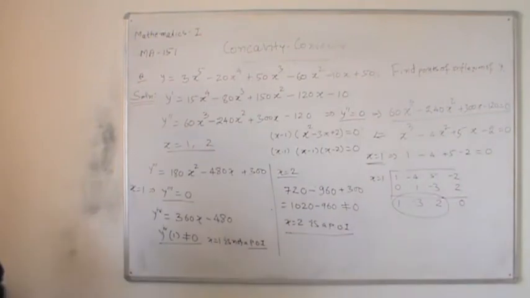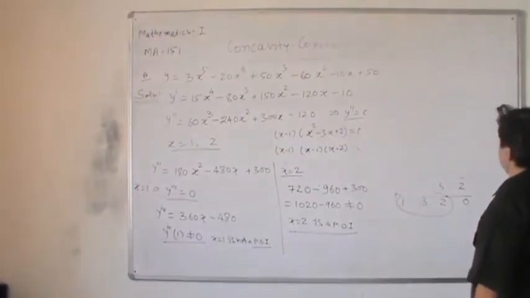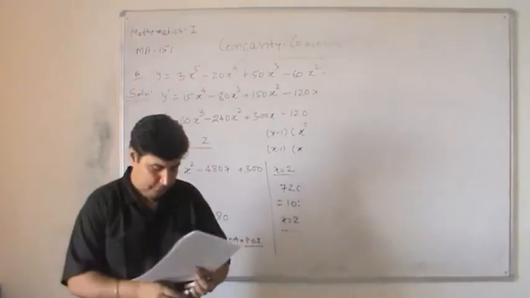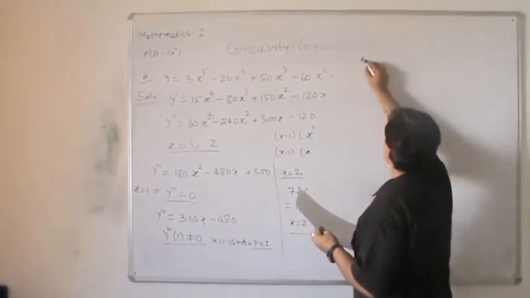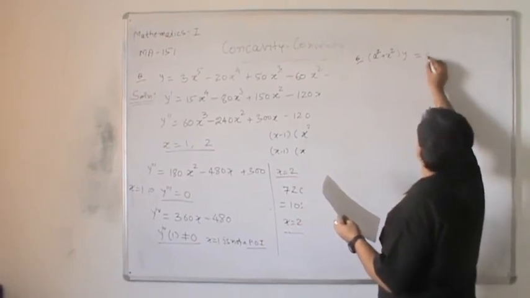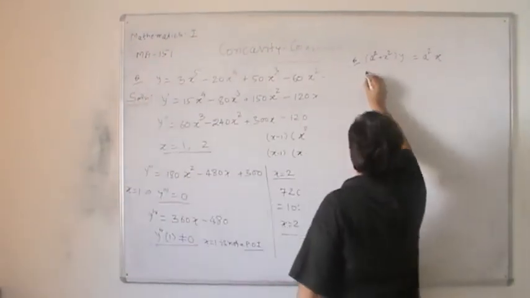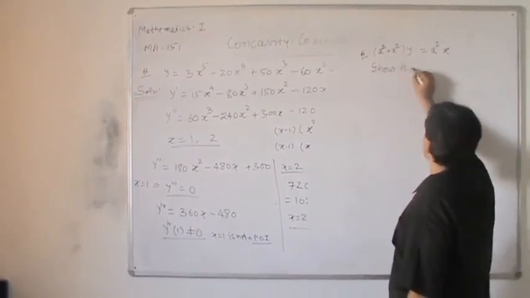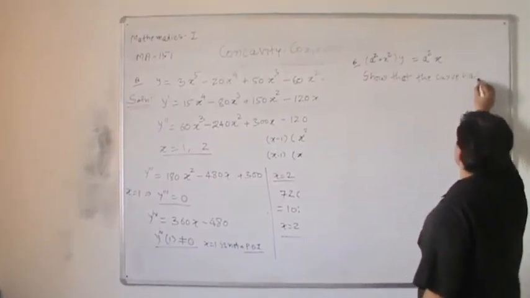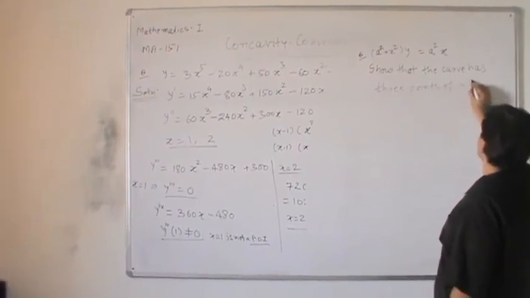Next, we can have one more problem on points of inflection. In this problem, we have the curve y(a² + x²) = a²x, and the question is to show that the curve has 3 points of inflection. The curve has 3 points of inflection.